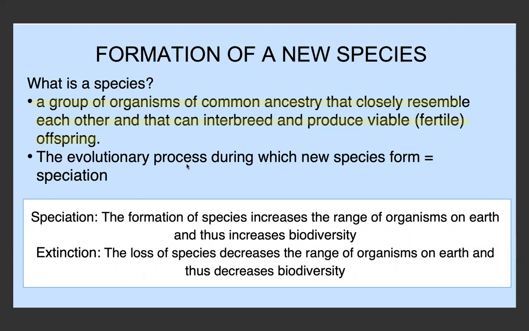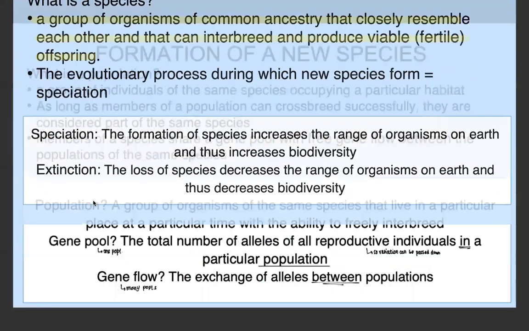The evolutionary process during which new species form, as we said, is called speciation. And we can define speciation in more detail as the formation of species, which increases the range of organisms on Earth. And in doing so, it increases biodiversity. So the various species and how diverse species are on Earth. If we then compare extinction to speciation, extinction is the loss of species, and this decreases the range of organisms on Earth, and therefore it decreases biodiversity. So extinction and speciation are basically opposites.